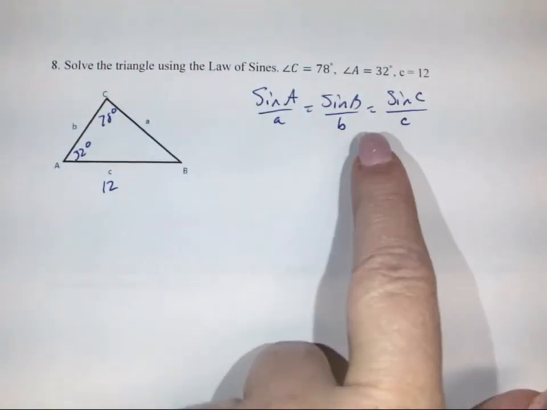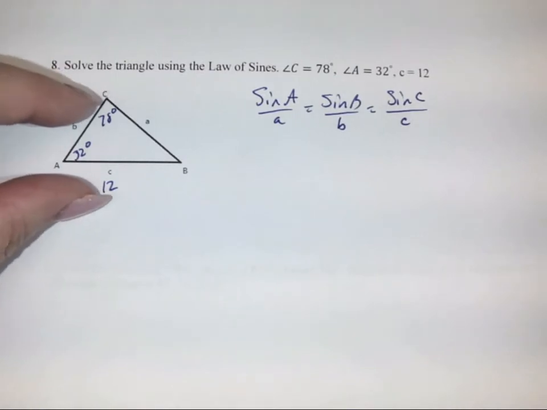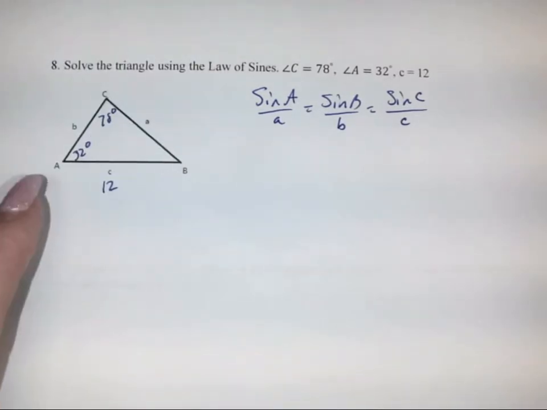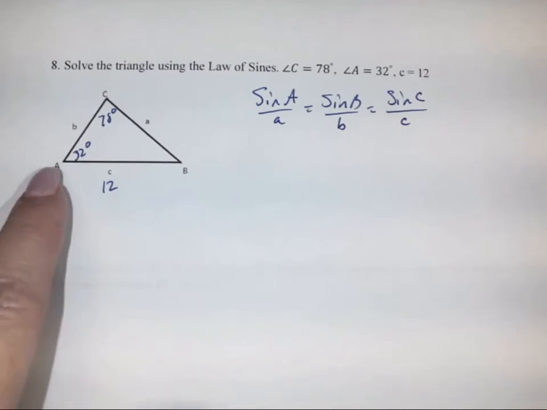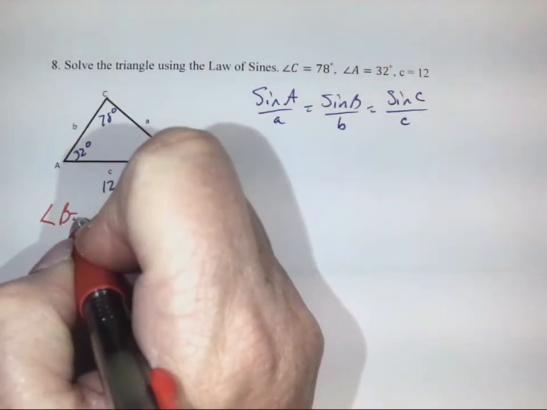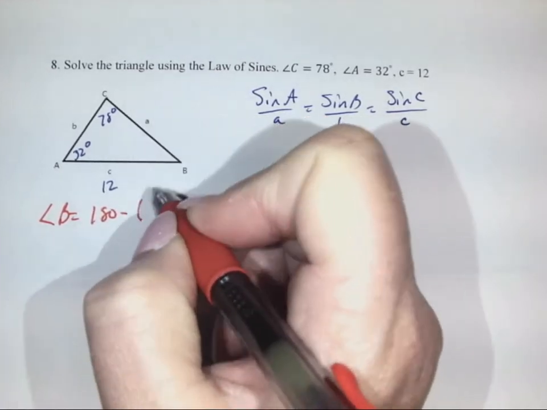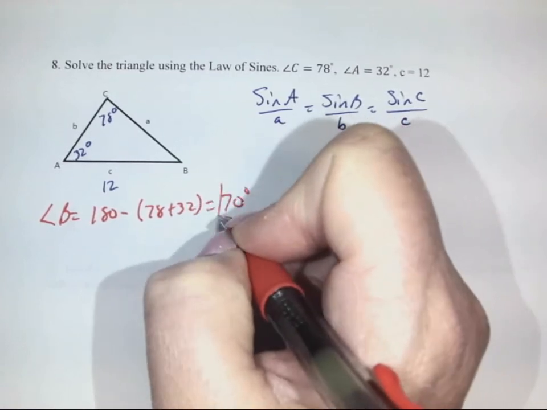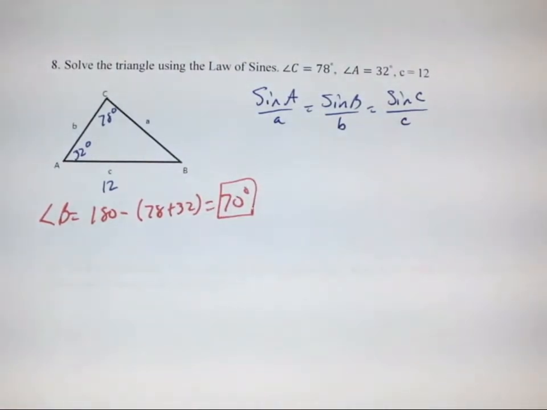Now remember, to do the law of sines, we have to have a pair. So we have an angle and a side that both are the same letter, so we can use that. We're going to have to use sine C over little c. And we have the angle of A, but we don't have the angle of B. So perhaps the first thing we can find is our angle B, because all of our angles in a triangle add up to 180. So the angle of B would be equal to 180 minus our 78 plus our 32, and that gets us 70 degrees. So that's the first thing we can find.